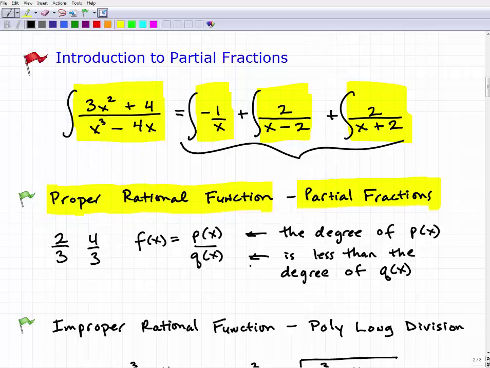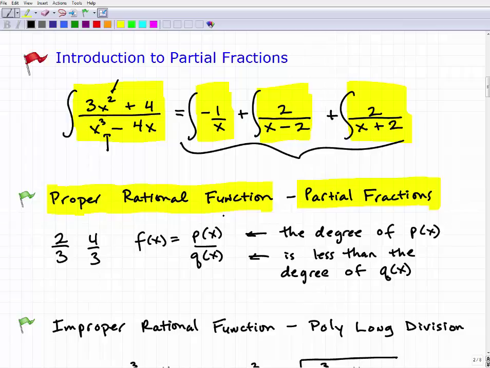Same thing here. When the degree of the numerator of the rational function is less than the degree of the denominator, then you have a proper rational function. For example, this one here is a proper rational function. This is second degree, this is third degree. And by the way, we're talking about polynomials. So just to review, the definition of a rational function is a fraction consisting of a polynomial in the numerator and denominator. So partial fractions are restricted to really what we're going to be doing to proper rational functions.